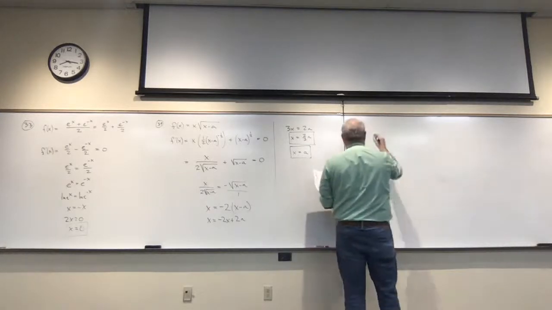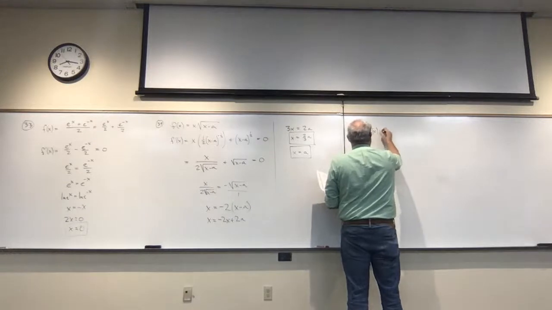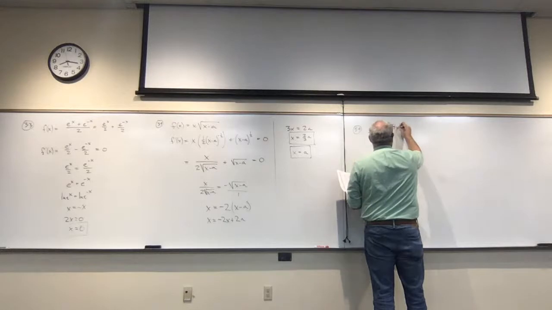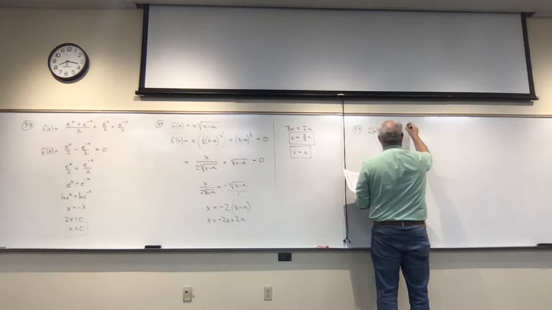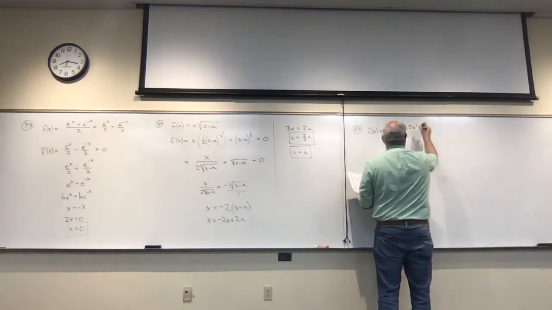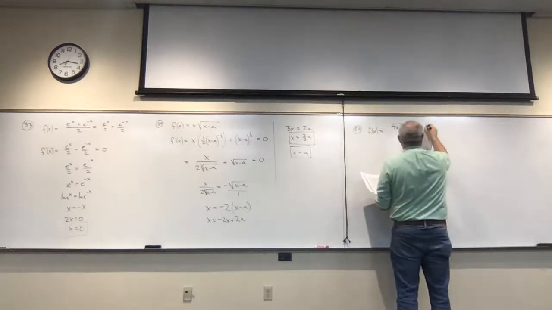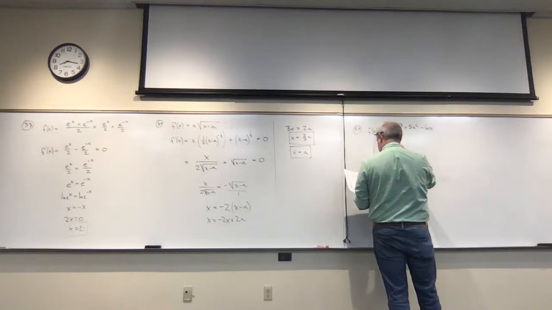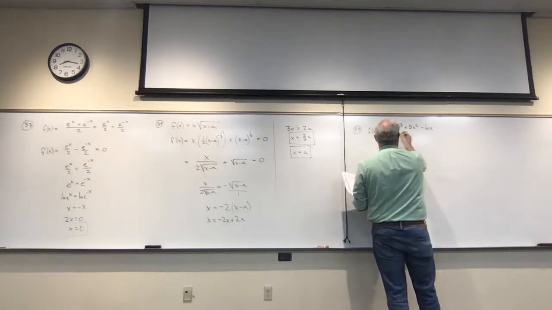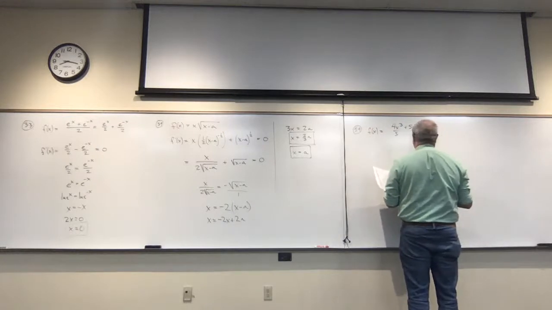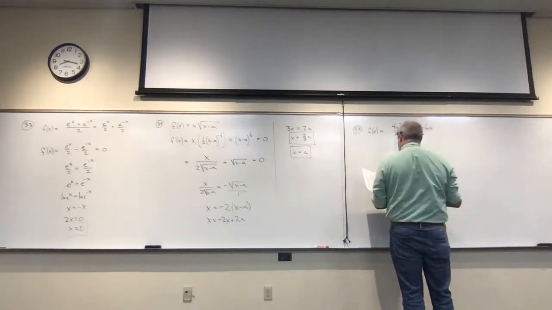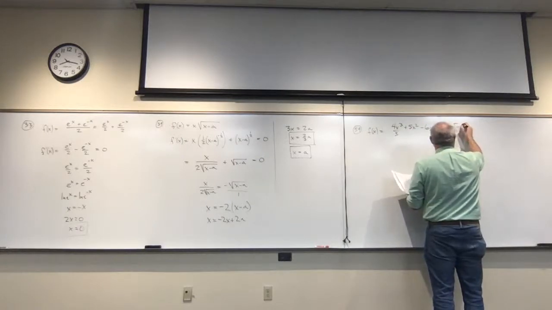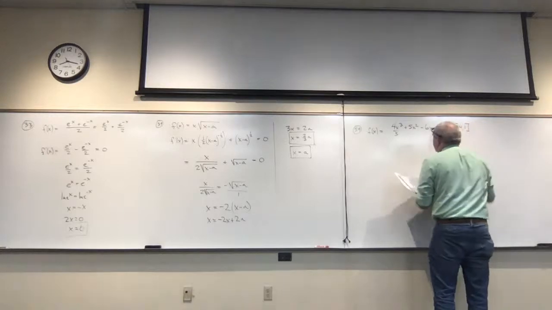So we have f of x is equal to 4/3 x cubed plus 5x squared minus 6x on the interval from -4 to 1.